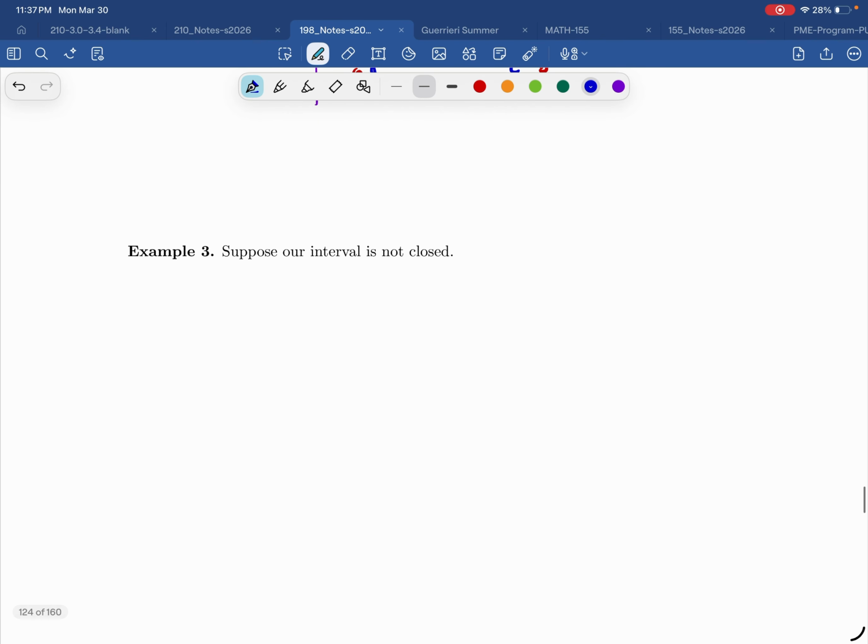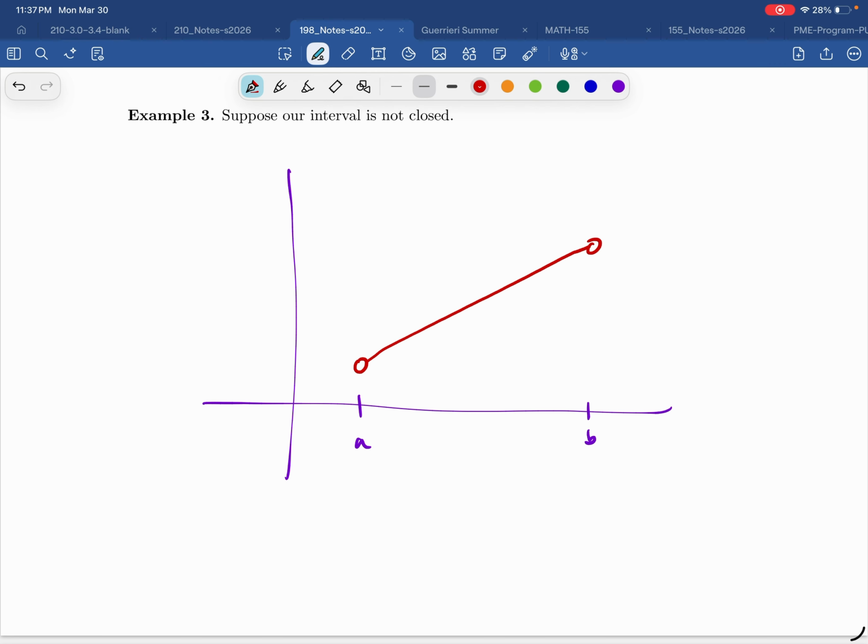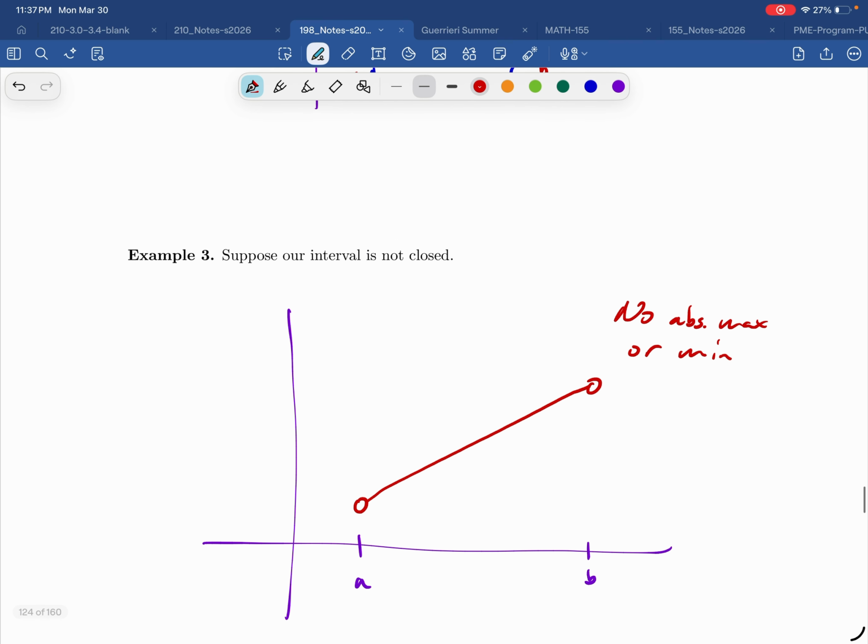Okay. Now, what if our interval is not closed? Suppose we have an interval from A to B, and suppose that it's not closed, so we're not necessarily including A or B. Maybe our function is continuous, but if f is not defined at A, then we have that. And if f is not defined at B either, then we have that. And again, no absolute max or min. And that's all we've got for that.